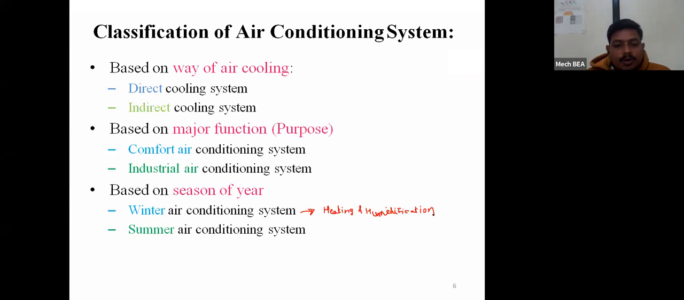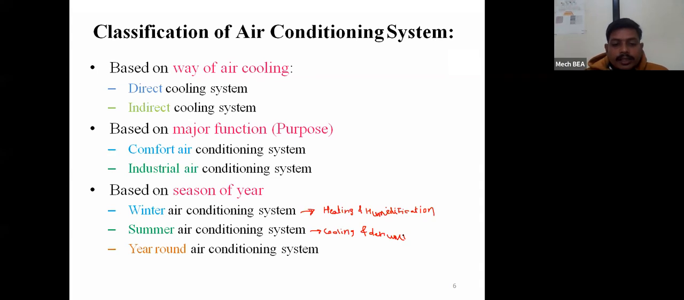So the second type is called a summer air conditioning system. In case of summer air conditioning system, only cooling and dehumidification process is possible, and that summer air conditioning system is only used in case of summer season only, where we require to cool as well as dehumidify the outside air. So that system will be called a summer air conditioning system.